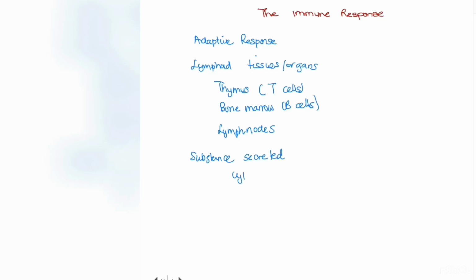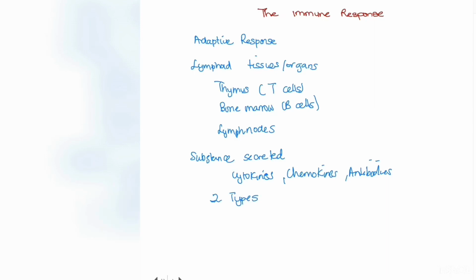Your lymph nodes, your spleen, and other lymphoid organs may also be involved in the adaptive response. Substances can also be secreted. These include your cytokines, your chemokines, and antibodies from plasma or B cells.